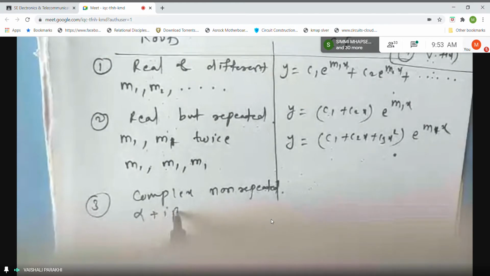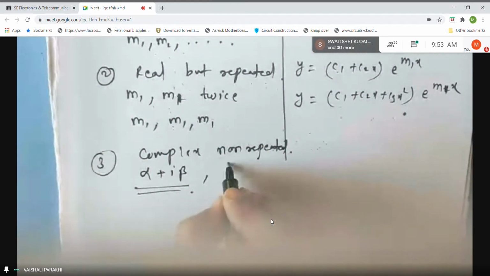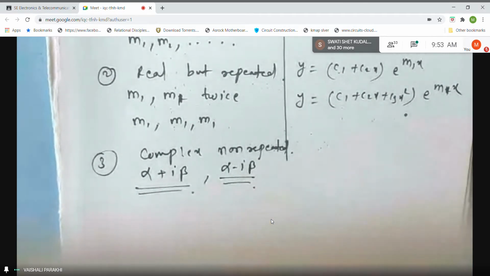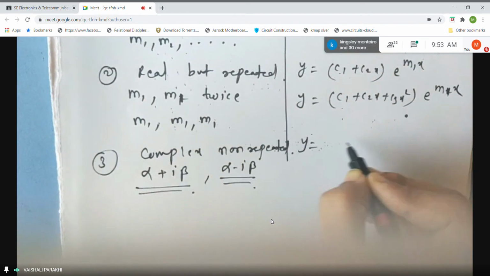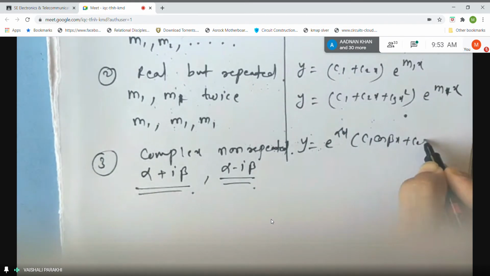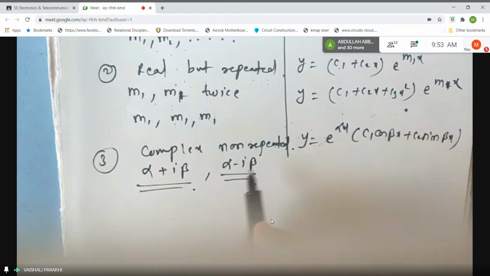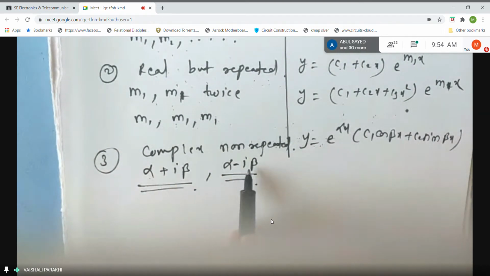As you know, complex roots always appear in pairs, like alpha plus i beta and alpha minus i beta, because when you find the root of any complex number, it is always with a plus or minus sign. So when the roots are complex, what is the formula for the complementary function? It is e^(alpha x) (C1 cos beta x + C2 sin beta x). So this minus sign is taken care of by this formula. Usually we write the complex roots as alpha plus or minus i beta.